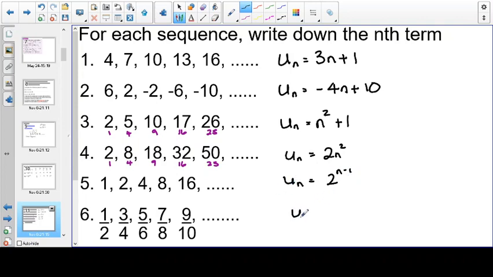And then this last one, well, the numerators are going up by 2, so that's 2n minus 1. And then the denominators are going up by 2, so that's 2n. Okay, so each of these are the position to term rules.